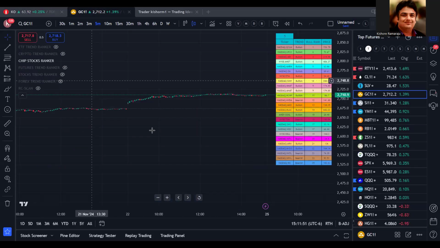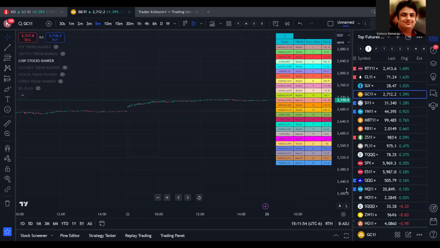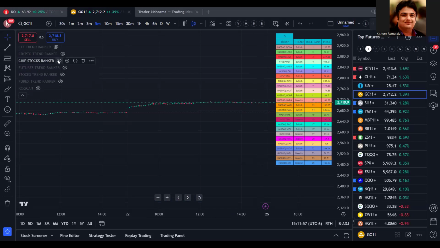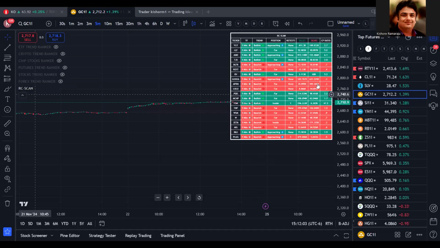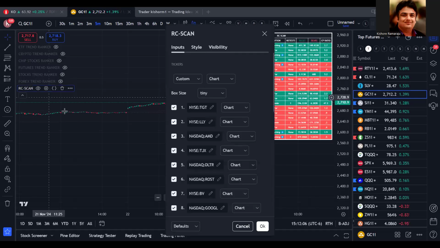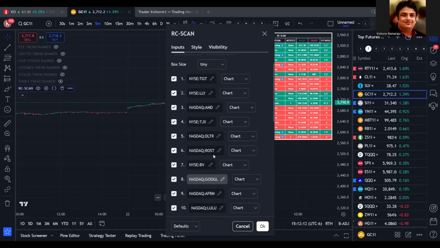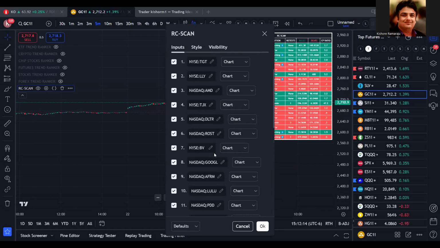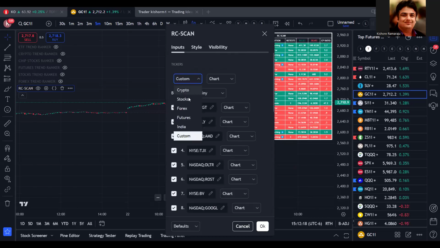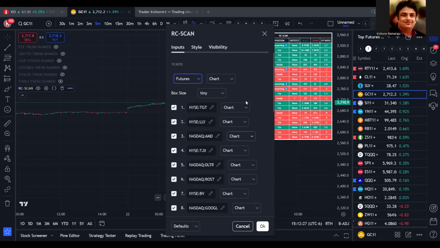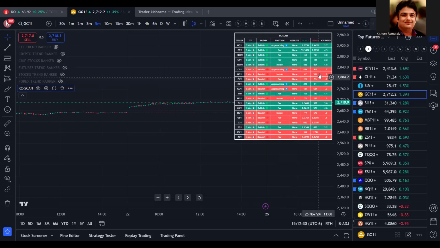One more thing you can do is, once you do the analysis, you have certain indicators. For example, you have the RC scan indicator. You can put, for example, gold, silver, platinum, all those here. You can enable, if you want futures, crypto, stocks, forex, whichever you want. If you want to scan gold, silver, platinum, all those things, you can go to futures and you can see which ones are bullish, which ones are bearish.